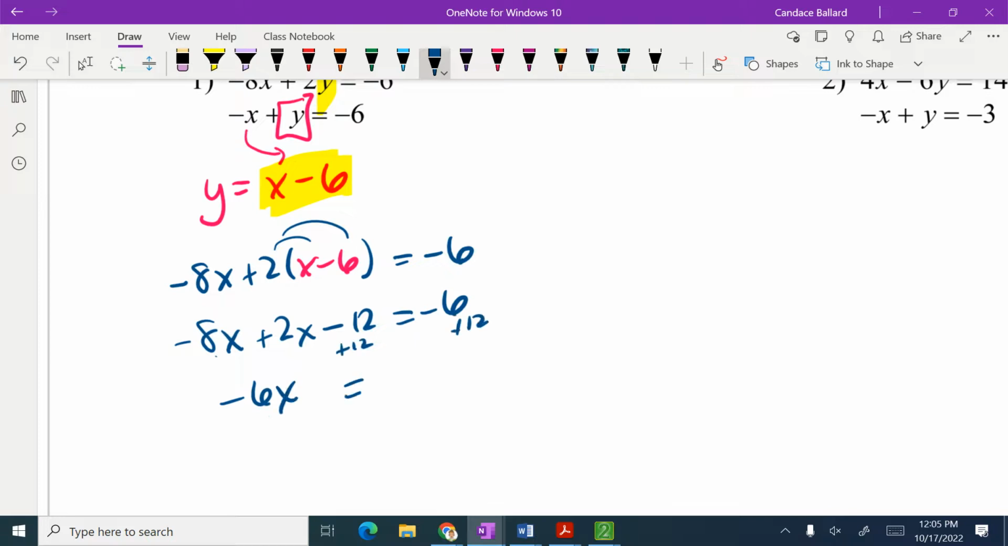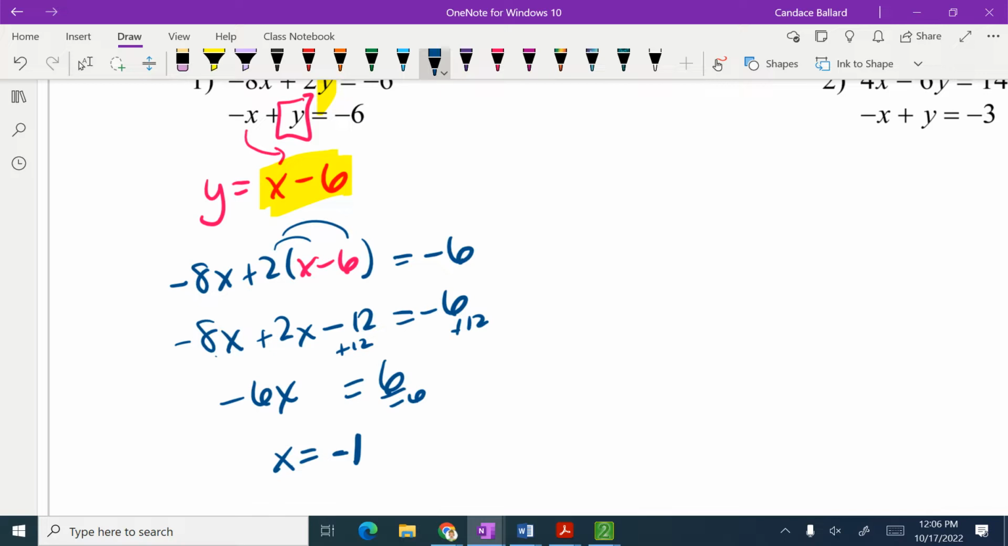So what's negative 12 and 6? Sorry, negative 6 and 12. 6. How do I get the negative 6 to the other side? Divide. So 6 divided by negative 6 is what? Negative 1. Good. All right, I have the x value.